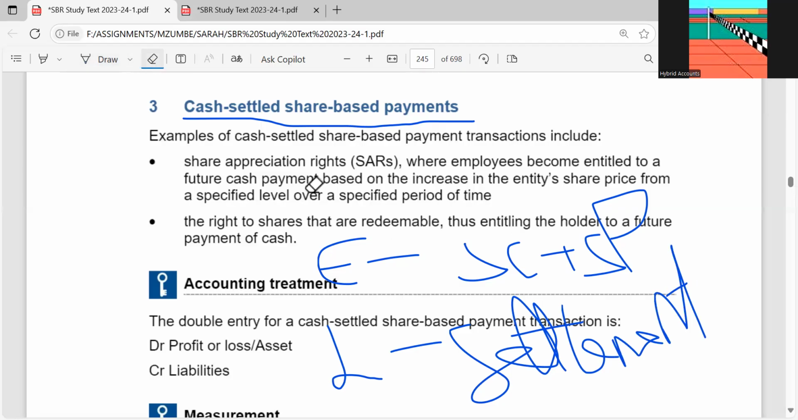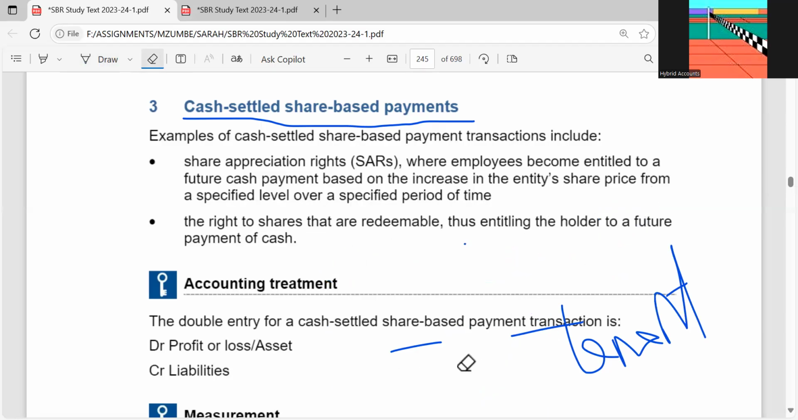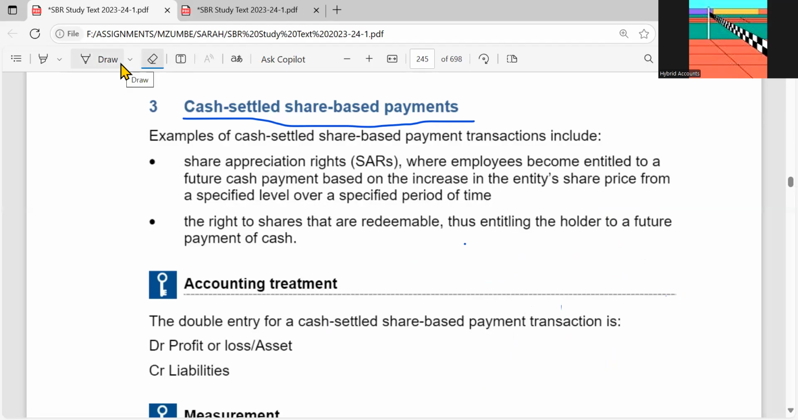So what matters most here is that in the exam, when you read the question, you should be able to know whether the instruments given are cash settled instruments or equity settled. For example, the share options, which are common in the exams, would be equity settled. But actually, you can have other examples of cash settled.